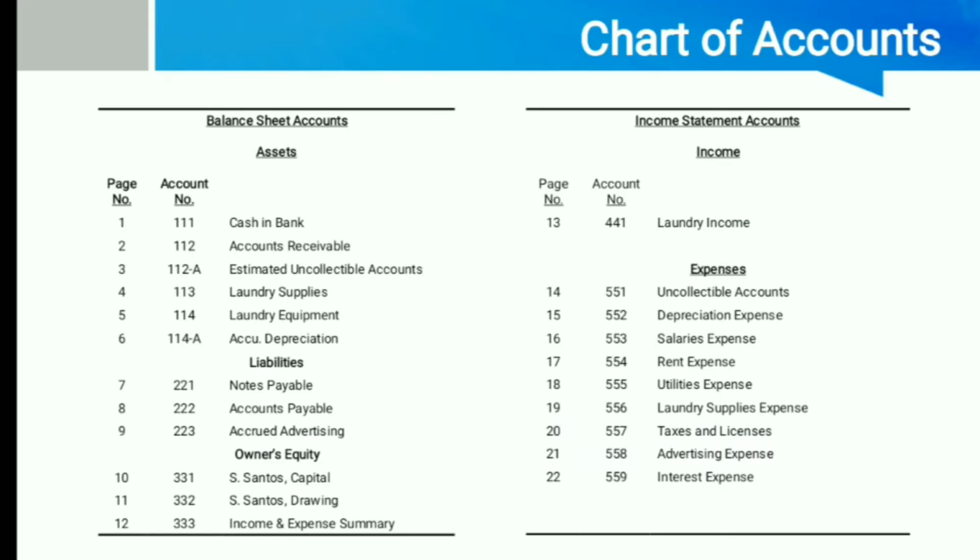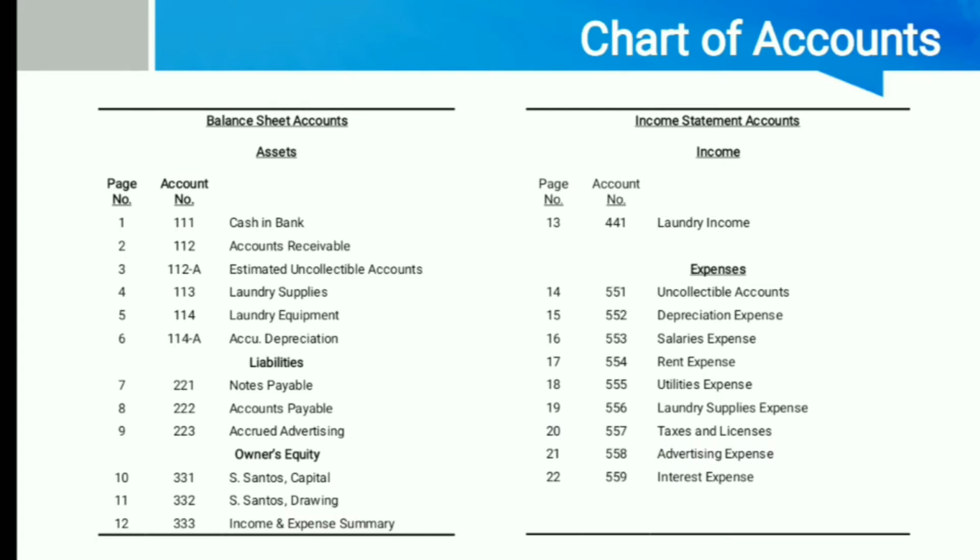We have here the chart of accounts of Davao Laundry Services. As you can see, the chart of accounts contains different account titles that are going to be used to describe a transaction. And then these account titles are arranged in a specific order, starting off with the balance sheet accounts and then the income statement accounts.